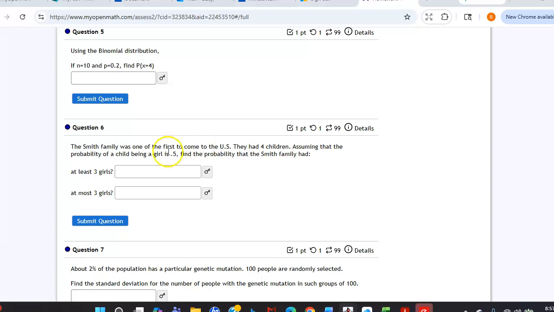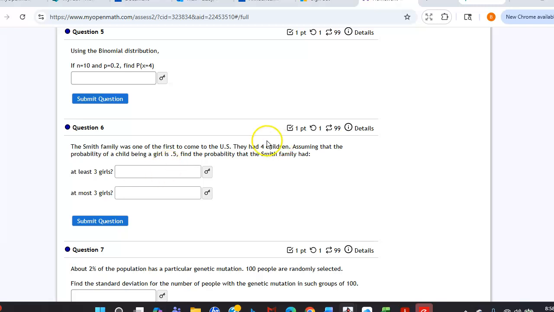They had 4 children. Assuming that the probability of a child being a girl is 0.5, let's find the probability that the Smith family had at least 3 girls. And then after we do that, we'll deal with at most 3 girls. Okay, so first, we've got a binomial problem here.